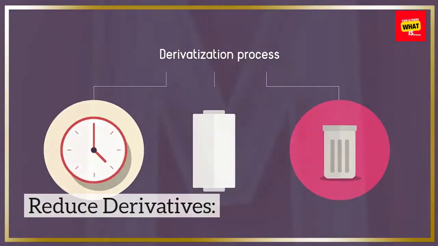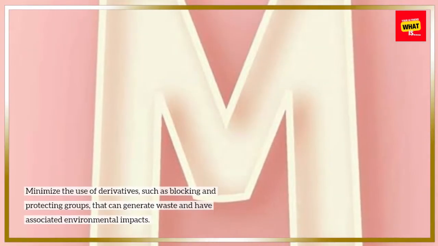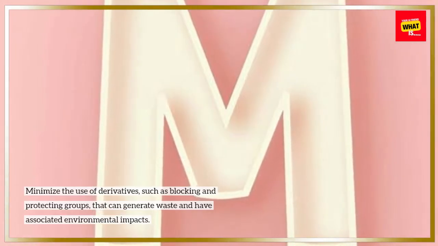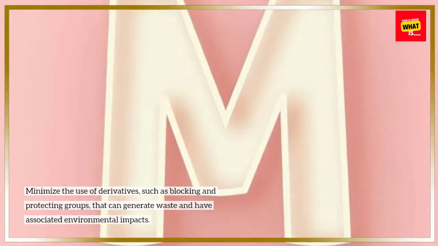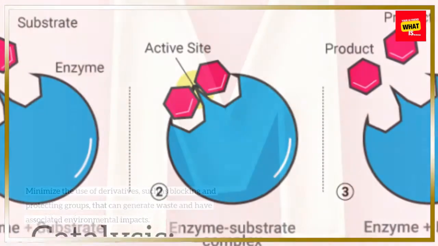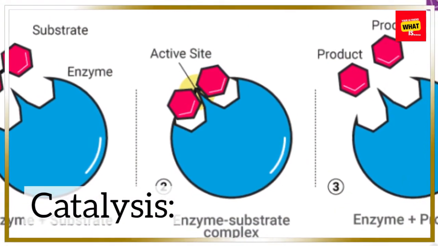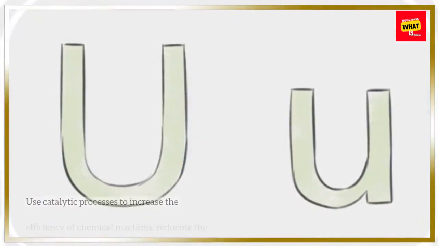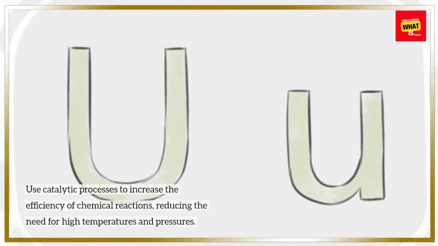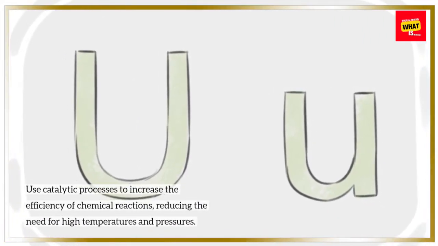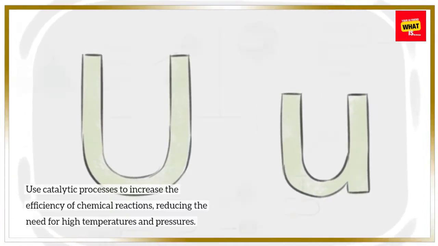Reduce derivatives. Minimize the use of derivatives, such as blocking and protecting groups, that can generate waste and have associated environmental impacts. Catalysis. Use catalytic processes to increase the efficiency of chemical reactions, reducing the need for high temperatures and pressures.